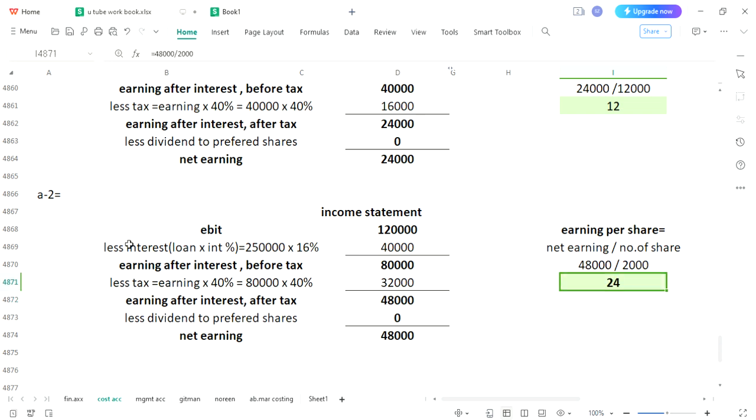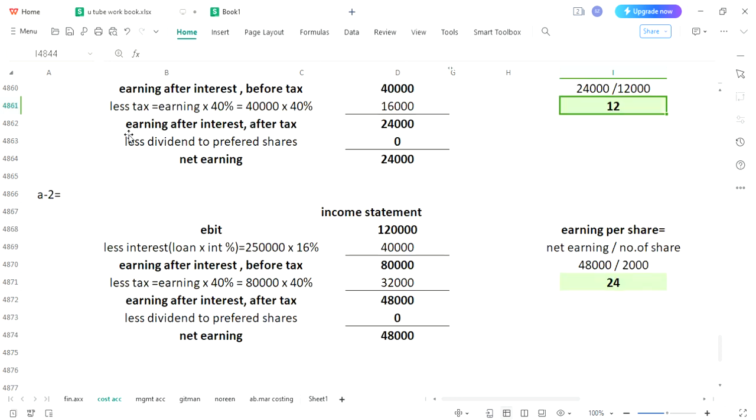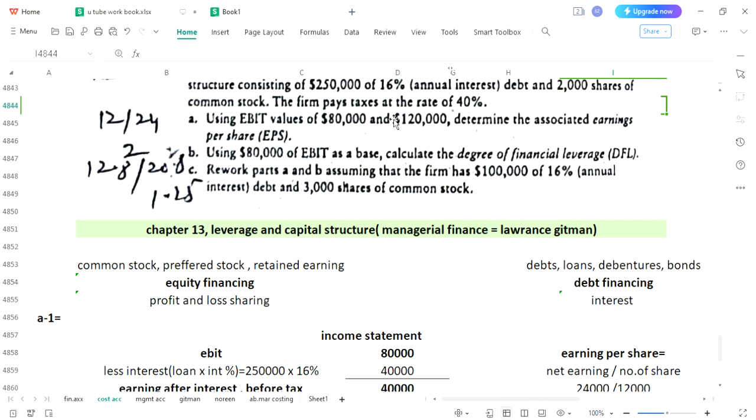So in this way both earning per share has been calculated. Second answer is 24. Go over here. A part is having two answers, 12 and 24, and you can see that 12 and 24 has been calculated. It means A for two parts has been completed. Earning per share was calculated for 80,000 EBIT. EPS or earning per share is 12. For 120,000 EBIT, earning before interest and tax, your EPS means earning per share is 24. So this EPS has been calculated.